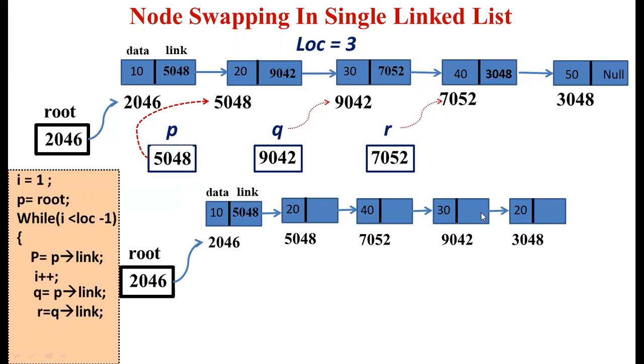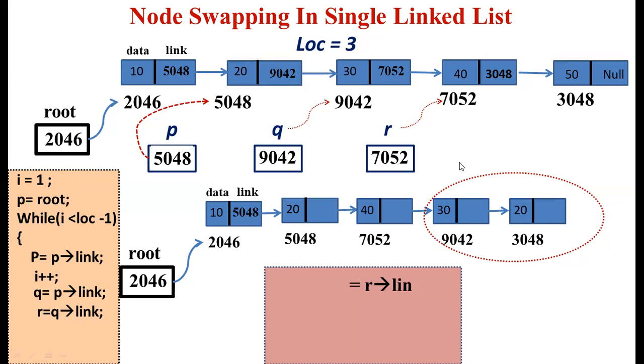So now what we have to do is, let us start with the connection from the right side. So let us see how we can link these two values. So here in the link part, what value do I need to have? 3048. So what is 3048? 3048 is R to link. R to link value is 3048. Now this R to link value I need to place in 9042 to link. What is 9042? 9042 is Q. So in Q to link value, I need to replace with R to link value. So that is what we have to write. So R to link is being assigned to Q to link.